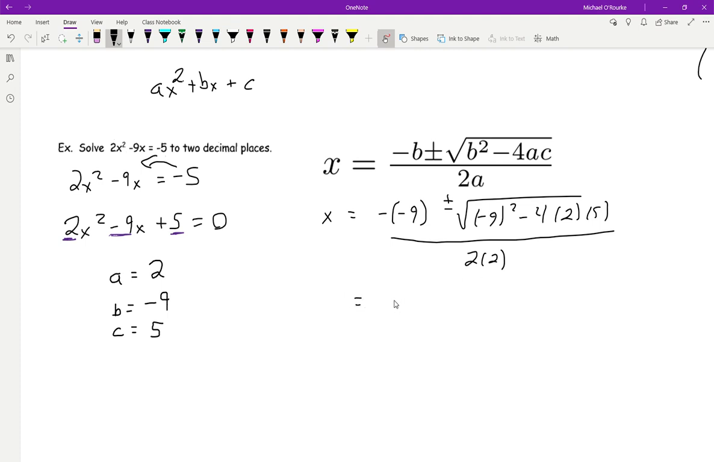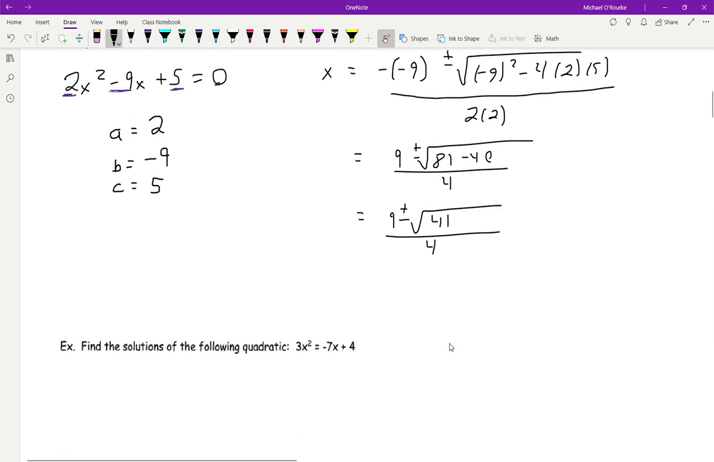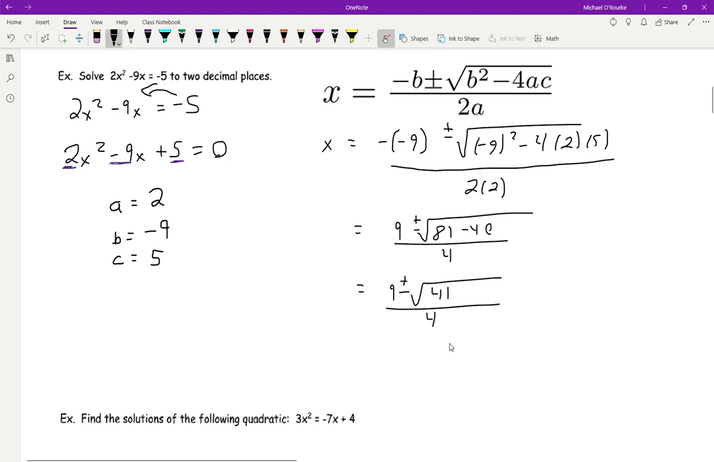Okay, so if I go down the next line here, I'm going to have positive 9, because negative times a negative is a positive, plus minus the square root of 81 minus 40 over 4. I'm going to go one more line, plus minus the square root of 41 divided by 4. Okay. Does everyone understand how I got to this point right now? Is there anyone who needs a clarification of what I just did?